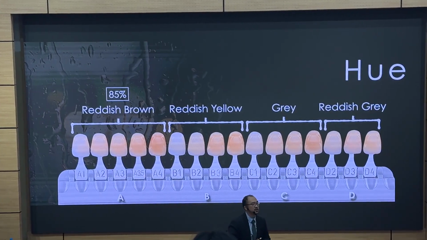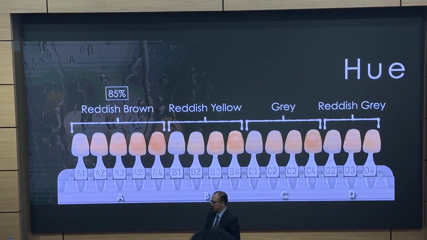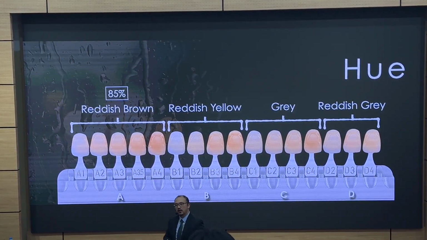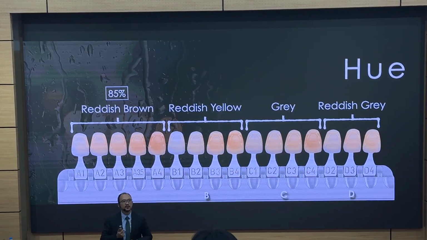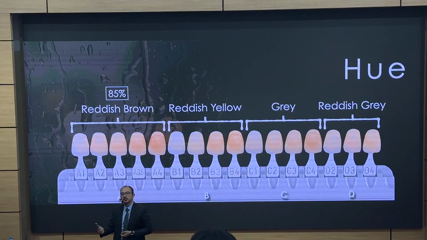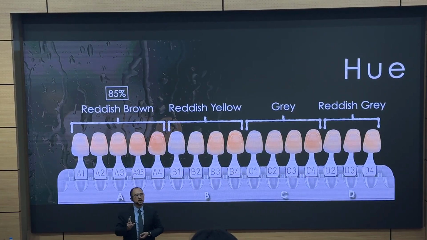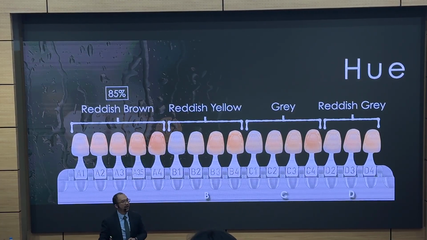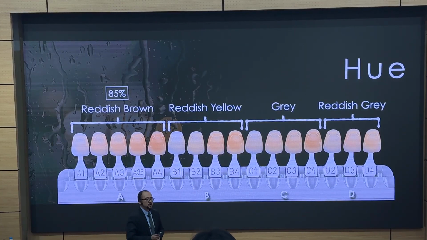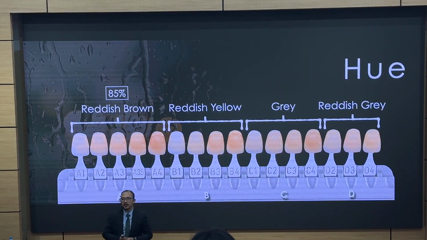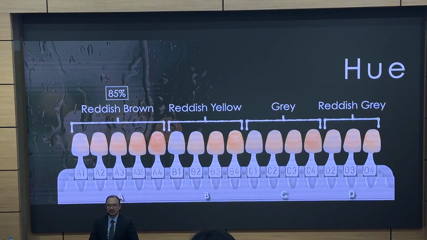brown, B being the reddish yellow, and so on and so forth. The thing that you have to take note of is that most of the time, 85 to 90% of the patients that walk in fall into the A-shaped category, right? So the thing I'm trying to get you guys to do right now is try and simplify your shade selection.